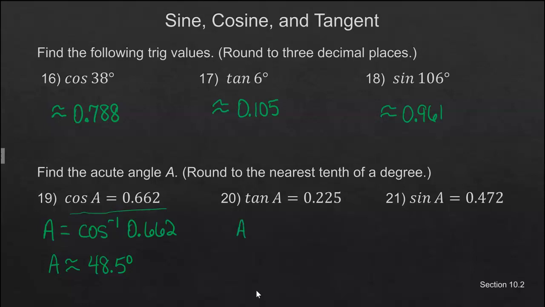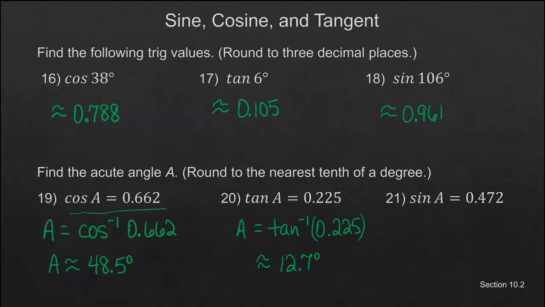Angle A for this next one is going to be tangent -1 of 0.225. And if you want, you can put that in parentheses, it doesn't matter. But that's how you calculate it. Second tan, 0.225. It's like the inverse of that, and then we get 12.7 degrees.